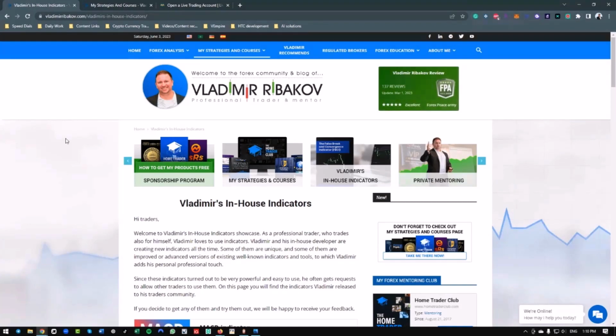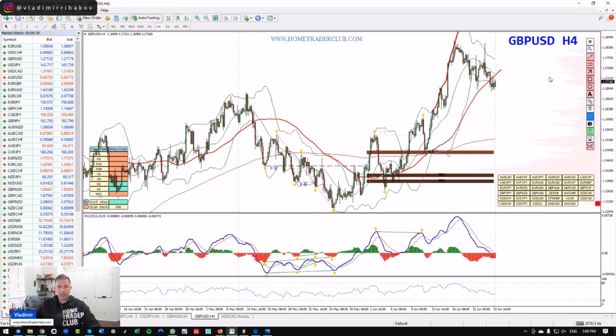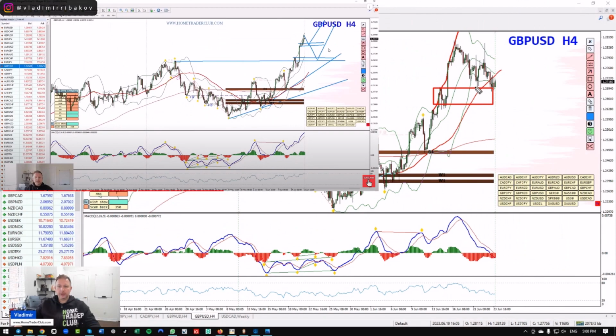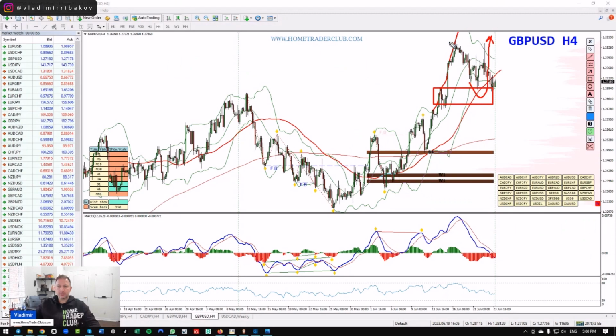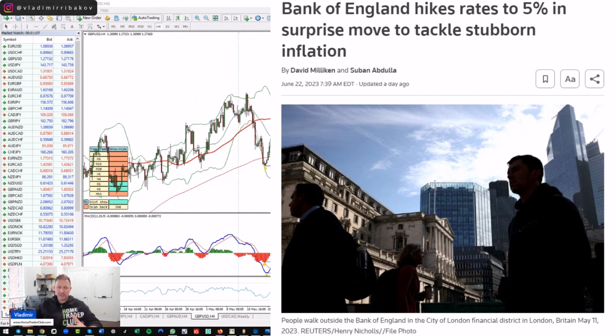And enjoy, guys. So here is what we were following on the pound dollar. One of the zones we wanted to see was this area where we got the price retesting the zone and bouncing higher. Okay.